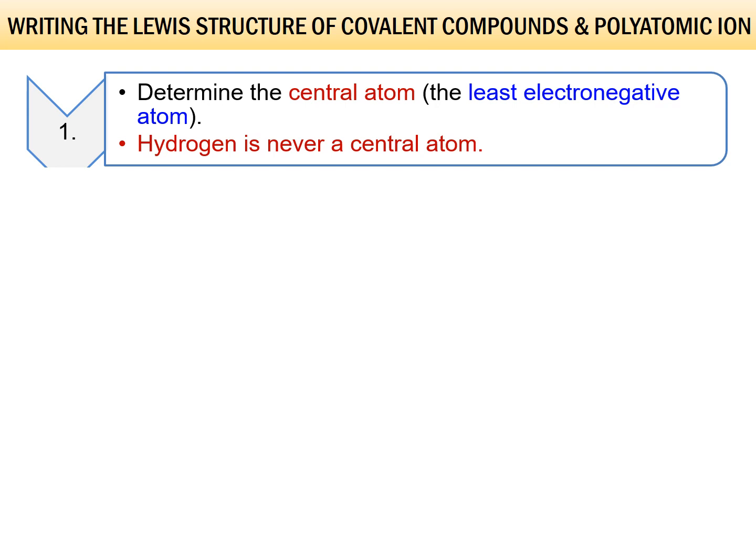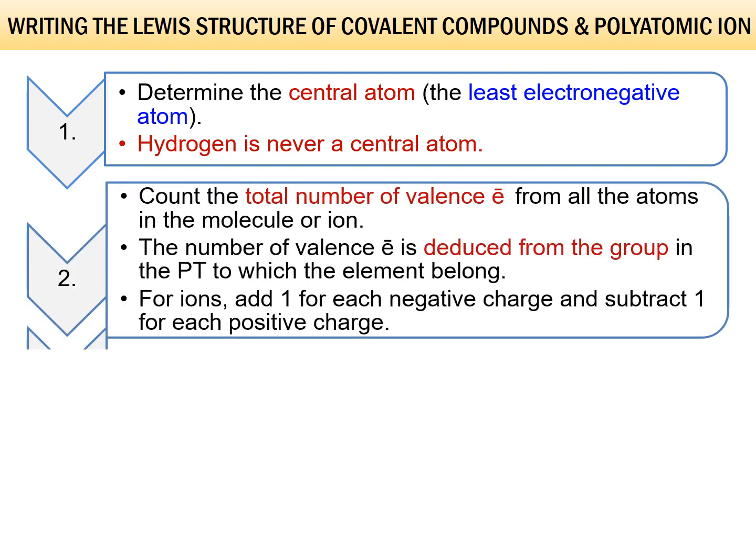Second step, determine the number of valence electrons associated with each atom. Combine them to determine the total number of valence electrons in the compound. For a polyatomic cation or anion, remember to account for the charge on the ion. For a polyatomic anion, add 1 electron for each negative charge. For a polyatomic cation, subtract 1 electron for each positive charge.